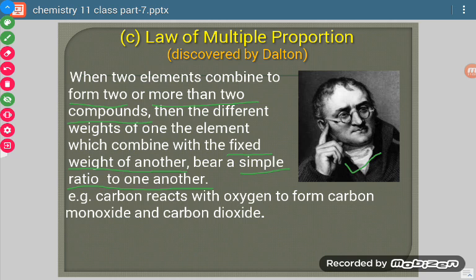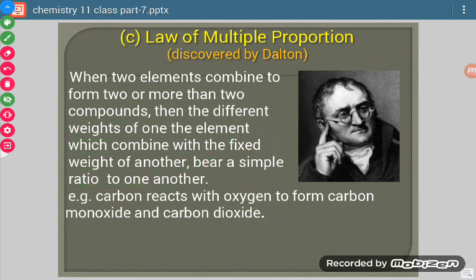Now what is to be checked? We have to take two elements and they should be able to form two compounds or more than two compounds. Now if it is the case, then we will fix the weight of one of the elements and we will check how much weight of another element is required for combining with the fixed weight of this element. Now that weight in both the compounds, we will take the ratio. That ratio will be a simple whole number ratio.